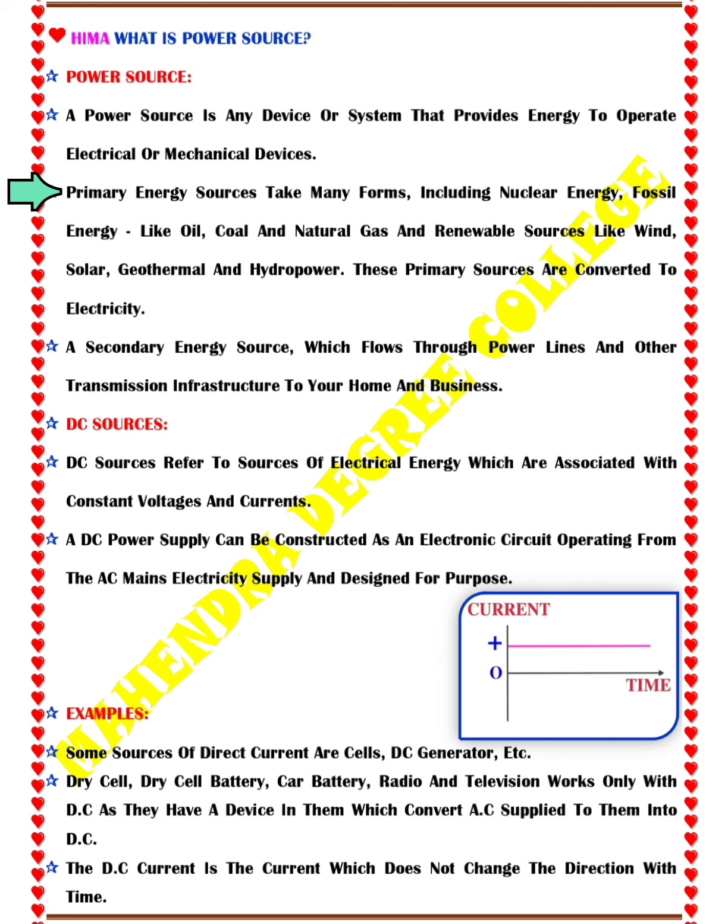These primary sources are converted to electricity. It means the raw energy from the sun, wind, fuel, etc. is processed using technology like turbines, engines, or generators to produce electricity, which we use in homes, industries, and devices.